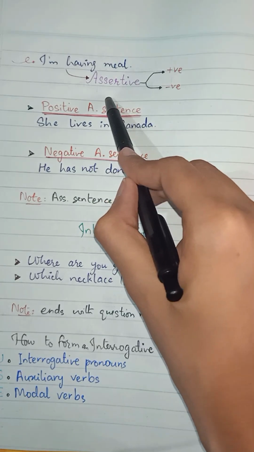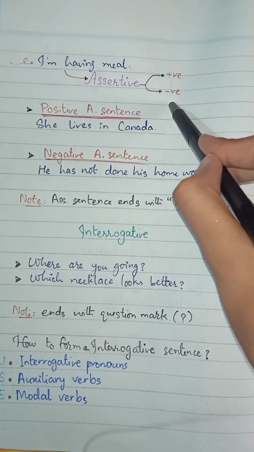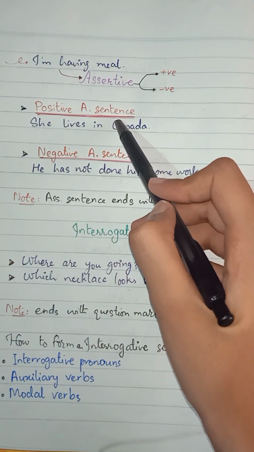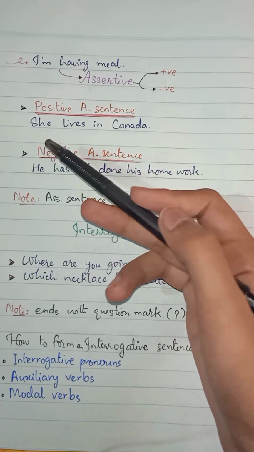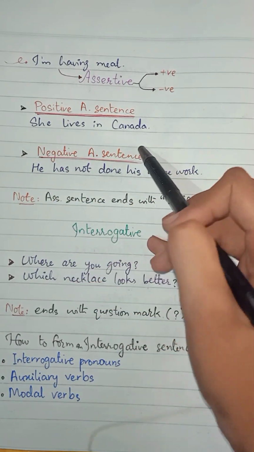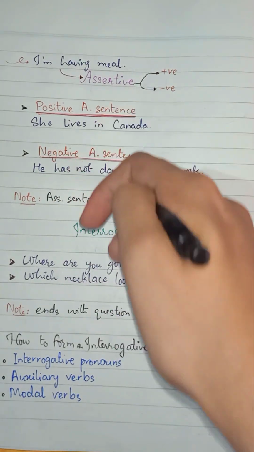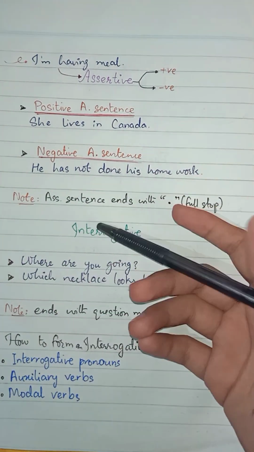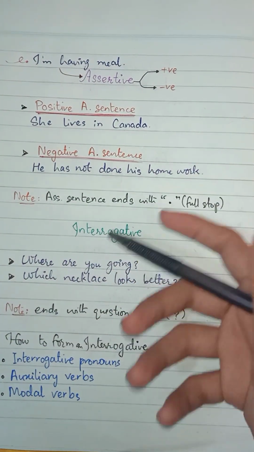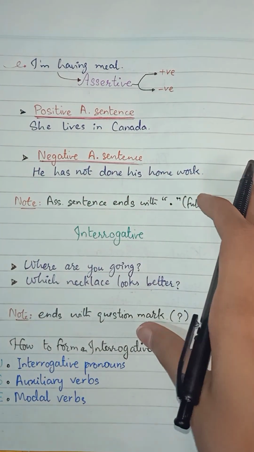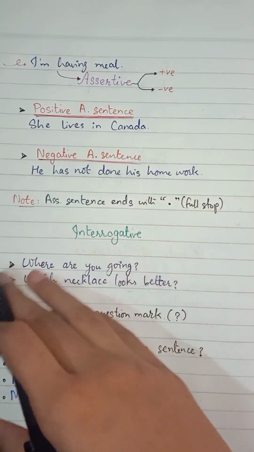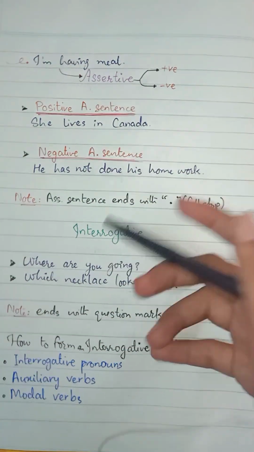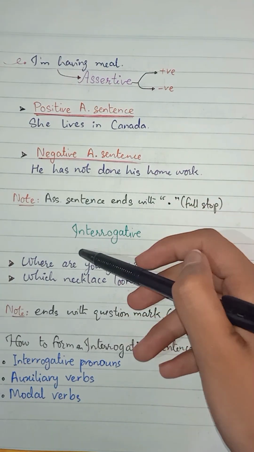So the assertive sentence can be either positive or negative. A positive assertive sentence, for instance, is she lives in Canada. वो कनाडा में रहती है, ठीक है? Or Pakistan is a beautiful country. Islam is the religion of peace, right? These are positive assertive sentences. A direct declaration of something, you know.